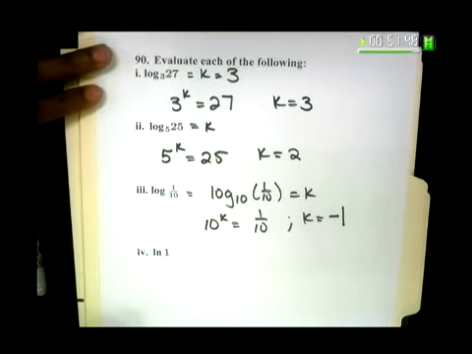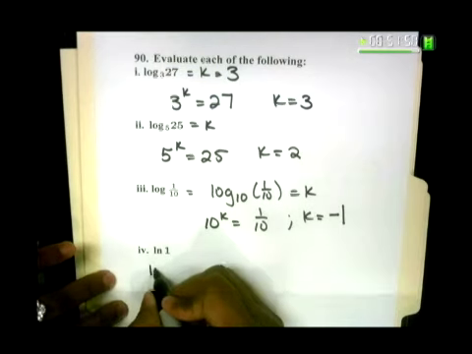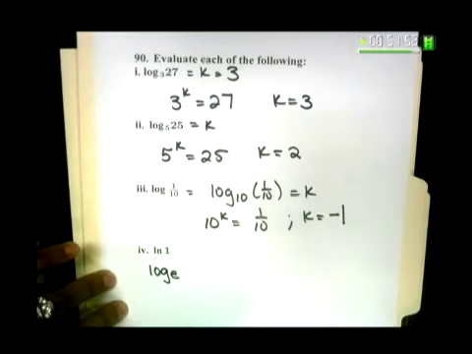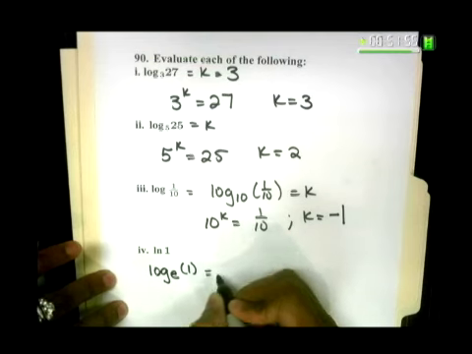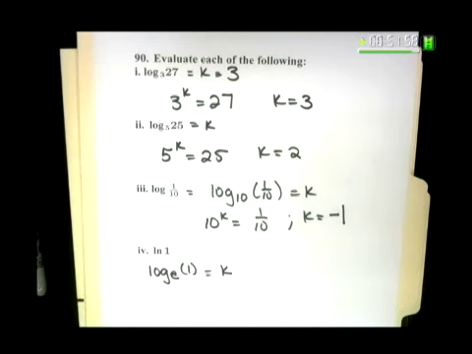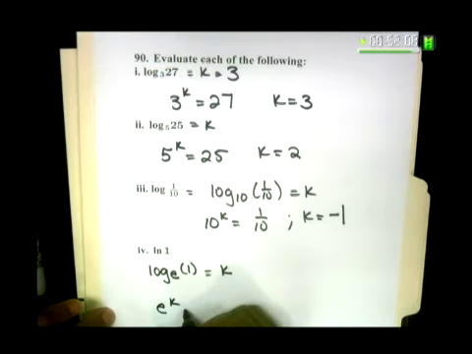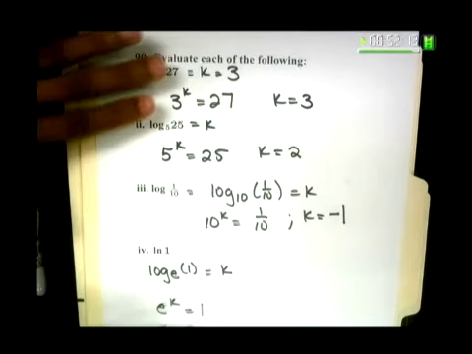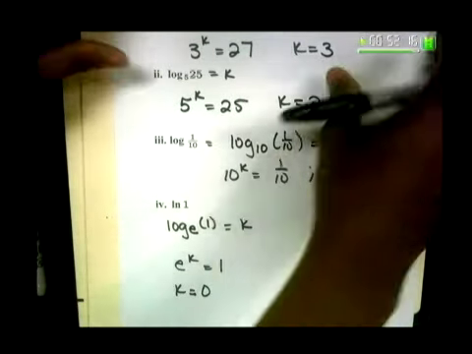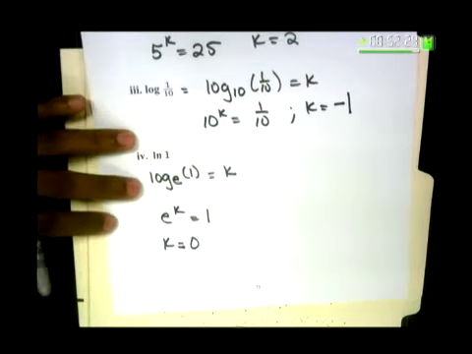Similarly, natural log of 1 is the same thing as log base e, that magical number. It's natural log of 1. The related exponential would be e to the k equals 1, and so k would be 0. If you were to ever have, for instance, log of 1/15, then it would just be 1/15.